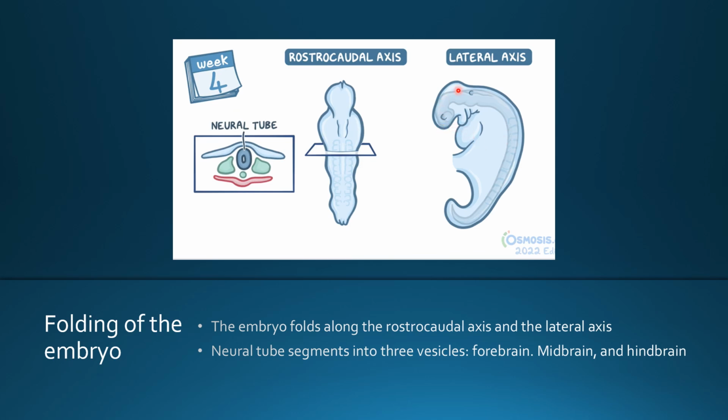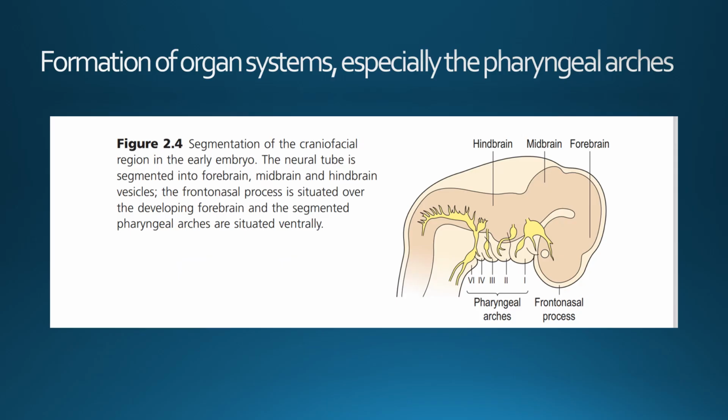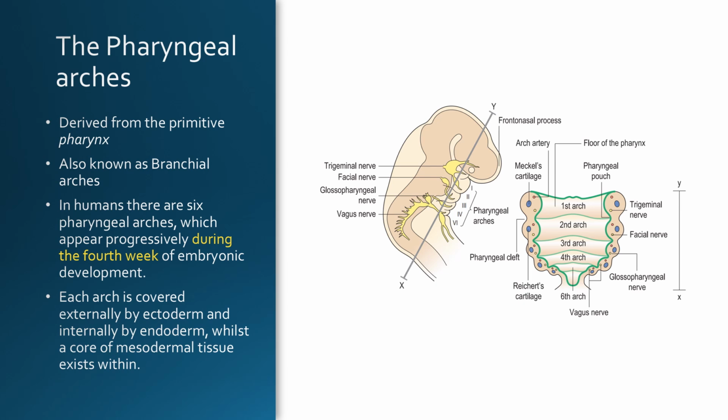So this is a close-up image of the embryo, the forebrain, midbrain, and hindbrain of the neural tube, and the formation of 6 pharyngeal arches on the ventral side. Now these pharyngeal arches are called pharyngeal because they are derived from the primitive pharynx. Okay, there is another name for them, which is the branchial arches. There are 6 of them, and if we take a cross section, you can see the pair of each pharyngeal arch. Each pharyngeal arch is covered externally by the ectoderm. From the inside, it is made up of mesoderm, and from this side, it is lined by an endoderm layer.